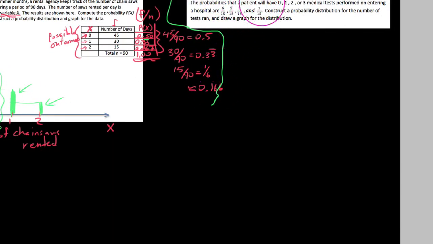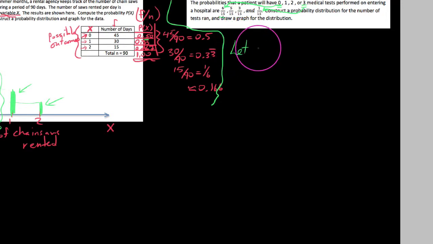We say the probabilities that a patient will have 0, 1, 2, or 3 medical tests performed on entering a hospital are these, respectively. When we say respectively, what we mean is this. If you had 0 tests run, that happened 6/15 of the time because 0 was listed first up here and 6/15 is listed first down here, whereas 3 medical tests goes with our 1 in 15 chance because they are listed last. So what I want to do is construct a probability distribution for the number of tests ran and then draw a graph for this.